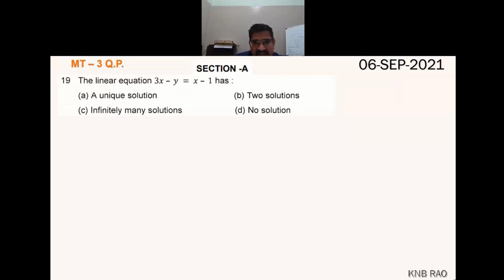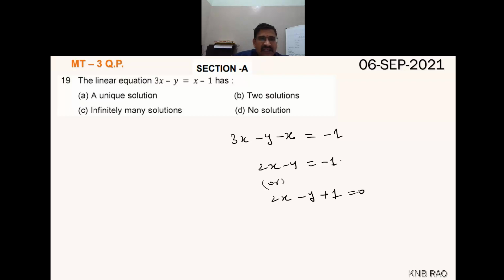And question number 19. The linear equation 3x minus y equals to x minus 1. So first we will simplify this. 3x minus y, this x I am bringing to the left side, equals to minus 1. 3x minus x becomes 2x minus y equals to minus 1, or it can be written as 2x minus y plus 1 equals to 0. So that 0 is left over, and minus 1 when it is brought here becomes plus 1.